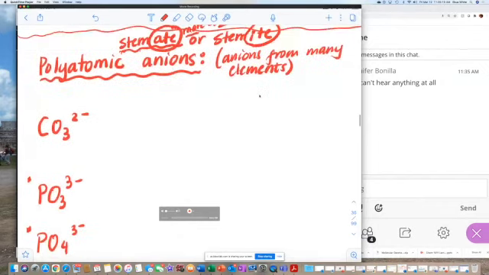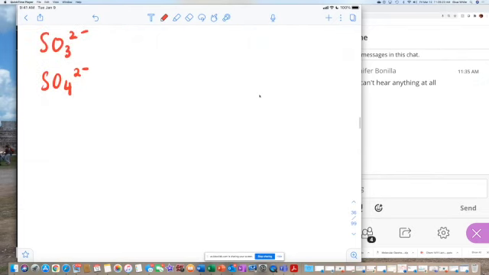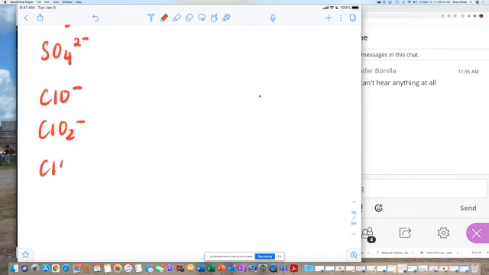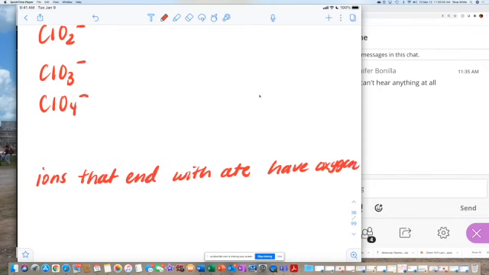So, as I was saying, the compound that ends with -ate has oxygen. So let me write this down just so I can make sure we're on the same page. ClO negative, ClO2 negative, ClO3 negative, ClO4 negative. Okay. So ions that end with -ate have oxygen in their formula. And this is most of the time, right?